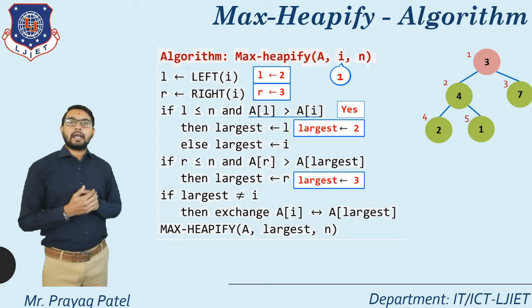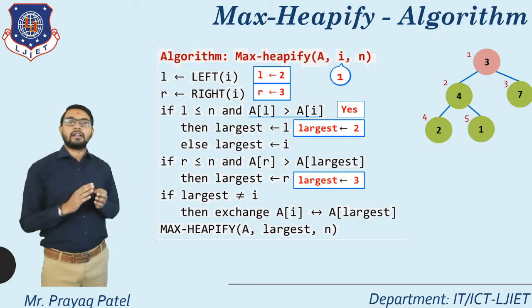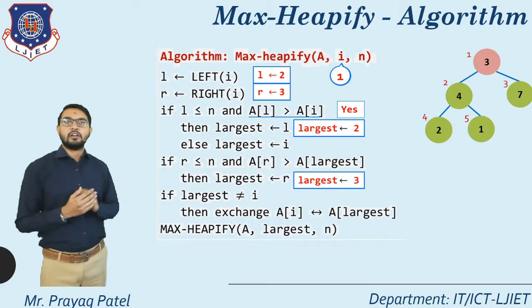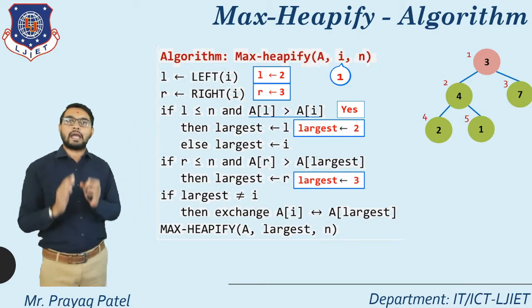Now the else part: else largest equal to I. If the condition A of L greater than A of I is not satisfied, then largest is considered as I as it is, with no change. But here A of L is greater, that's why we consider largest equal to L.